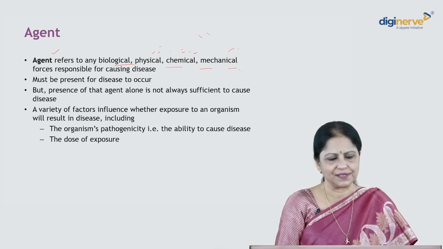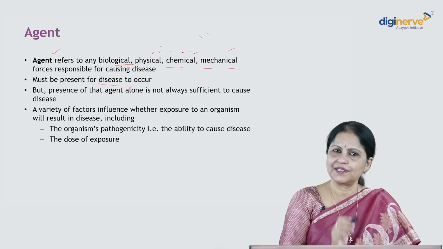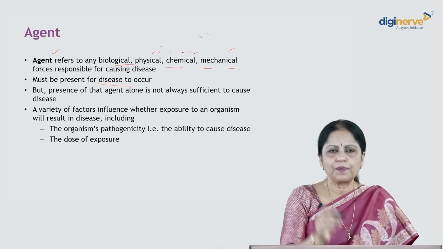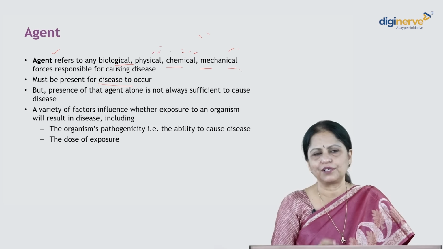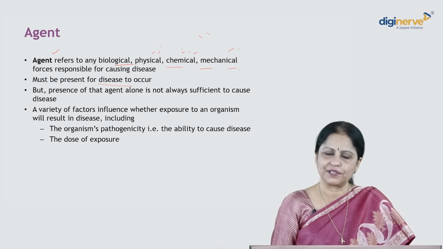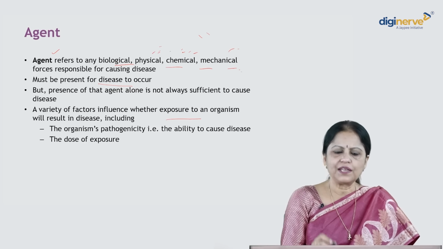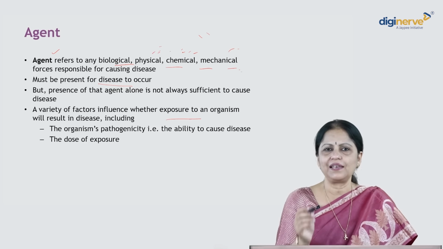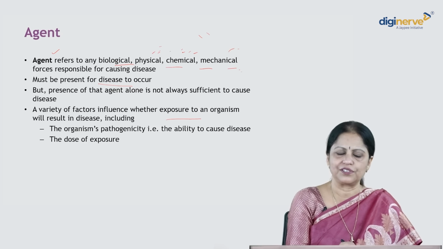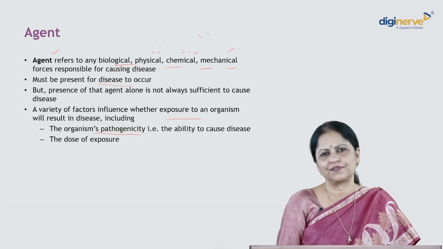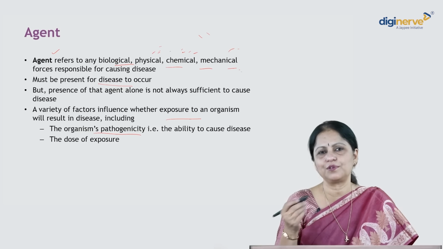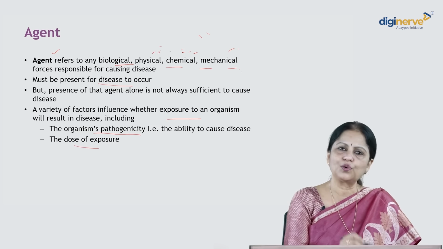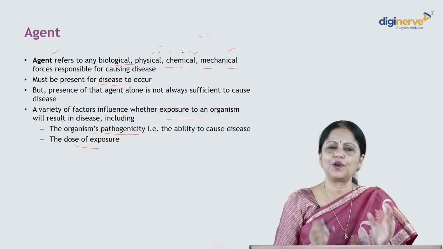So this is the agent, and it must be present for the disease to occur. But the presence of the agent alone does not ensure that the disease will definitely occur, because there are other factors also, the environmental factors. And for the microbial agent, the organism's pathogenicity is very important: how virulent, how capable is that organism to produce the disease? And secondly, the dose of exposure, to what extent the individual had been exposed to this agent.